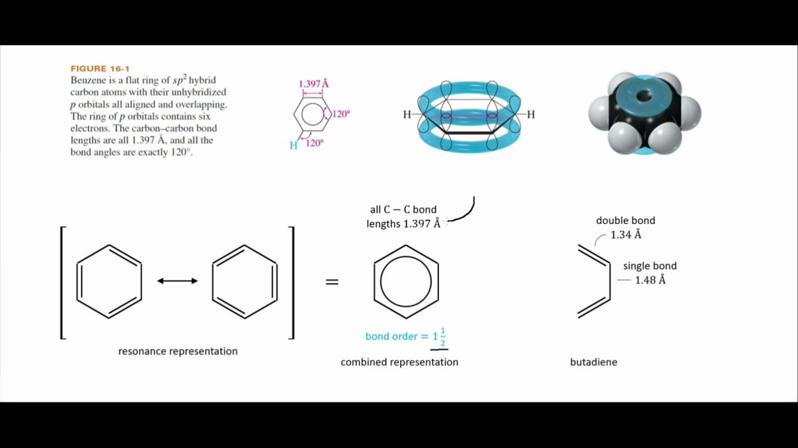are 1.397 angstroms, which is actually slightly smaller than the double bonds in a conjugated compound like butadiene, and it's quite a bit smaller than the single bonds in the conjugated compounds. And so each one of the bonds in benzene is actually a 1.5 bond. And so that's why we can draw it as the resonance representation, but a popular way of showing this is what's called the combined representation.